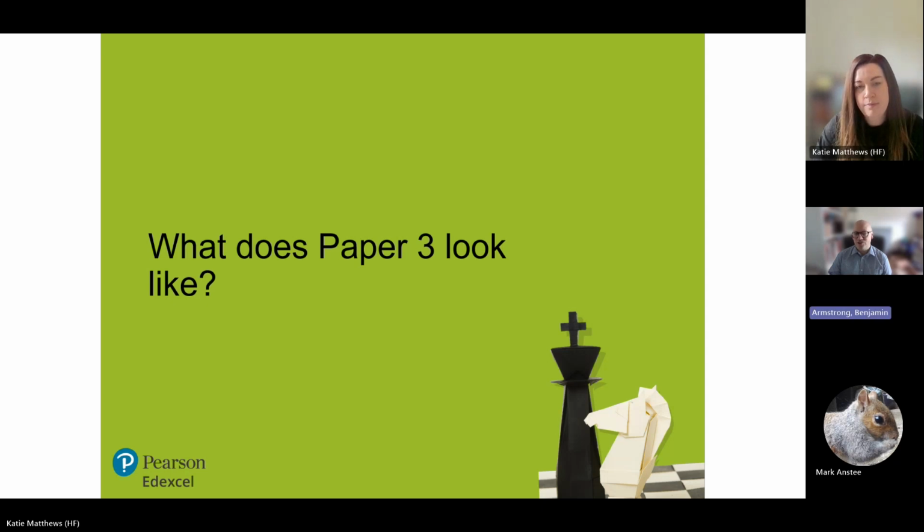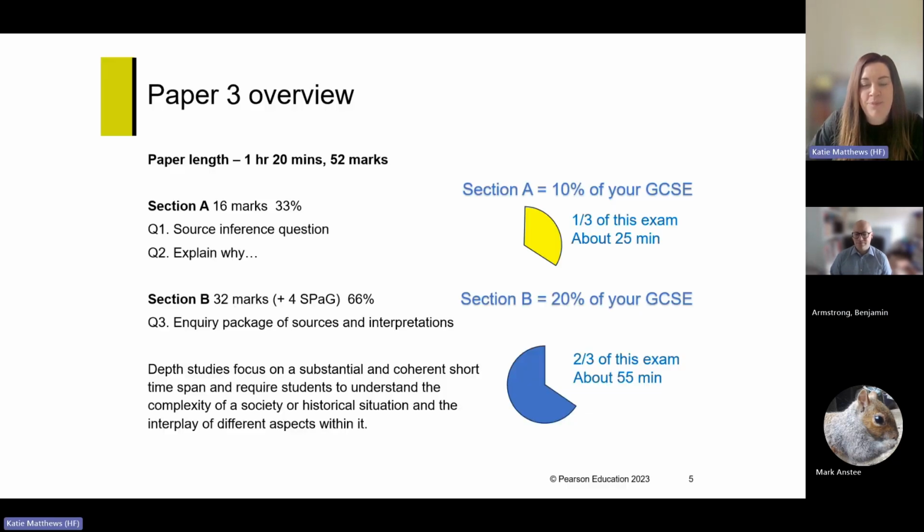So Katie, could you take us through what paper 3 looks like, please? Of course. So, as you rightly said, this paper is split up into two sections. We've got section A, which we're going to cover in this video, and section B, which we'll cover in a later video. So section A is worth 16 marks in total, and that's roughly about 33% of your overall grade. So you want to bear that in mind when you're using your time throughout the paper.